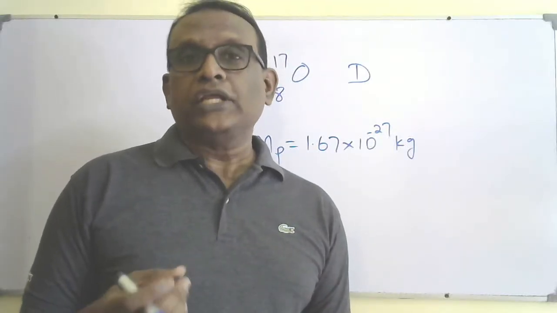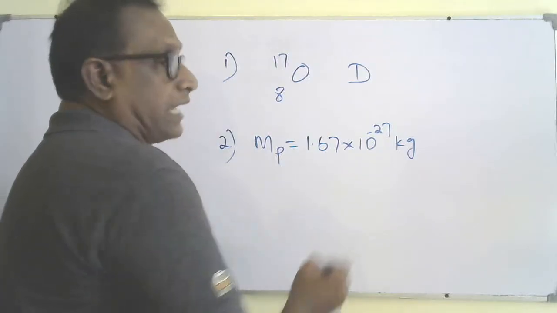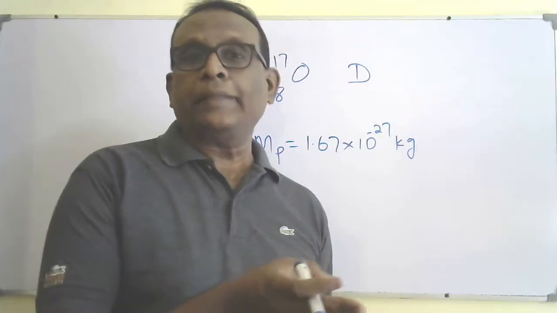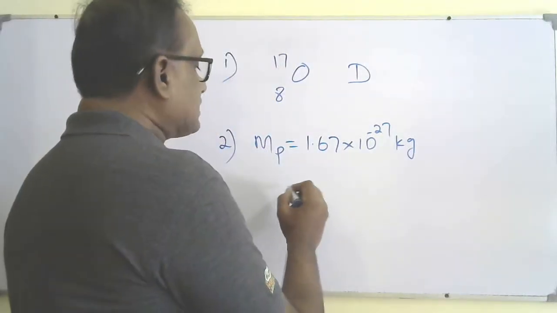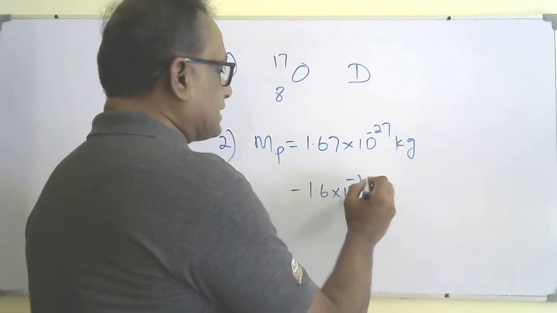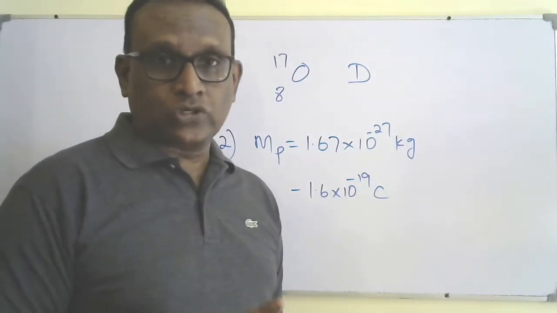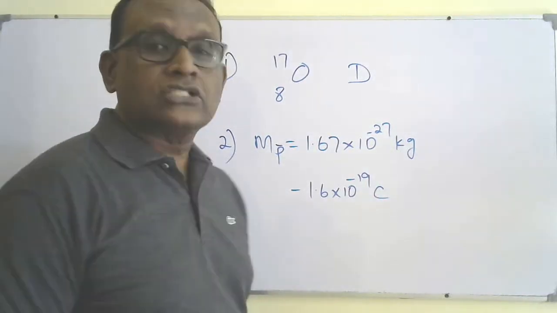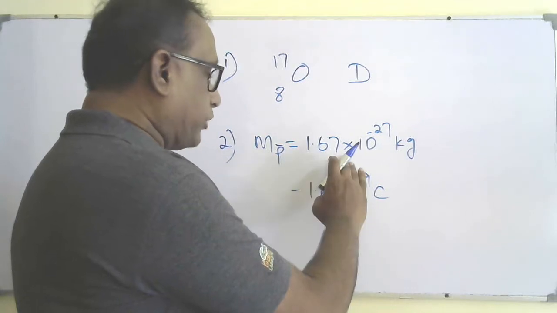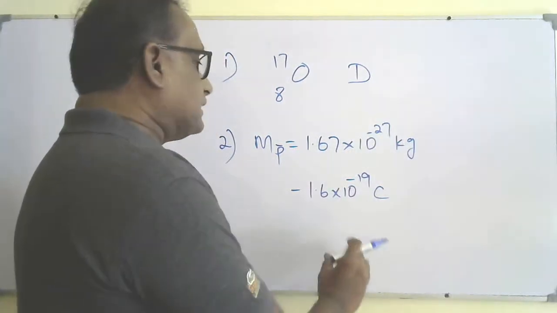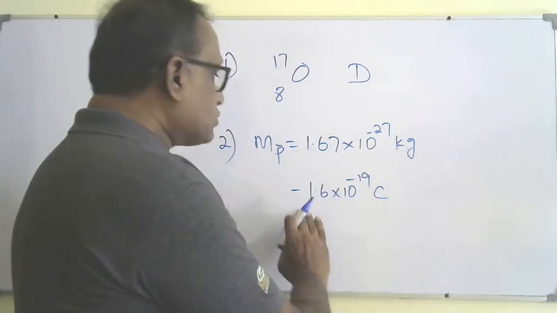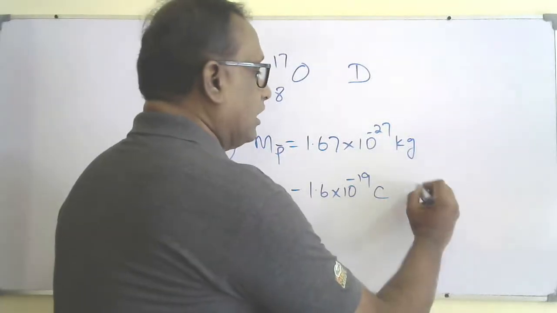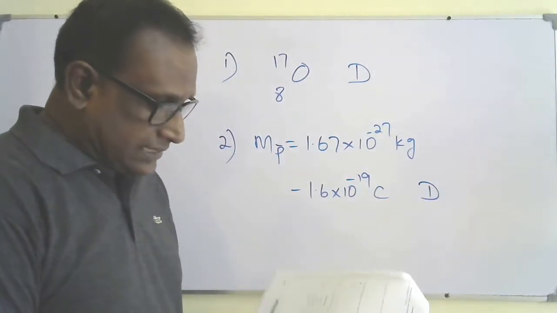But the charge of a proton, we know, is plus 1.6 times 10 to the power minus 19 Coulomb. So the charge of an antiproton will be negative, minus 1.6 times 10 to the power minus 19 Coulomb. The mass of proton and mass of antiproton will be the same, 1.67 times 10 to the power minus 27, and the charge of antiproton minus 1.6 times 10 to the power minus 19 Coulomb. So the correct answer, D. Question number 2, correct answer, D.